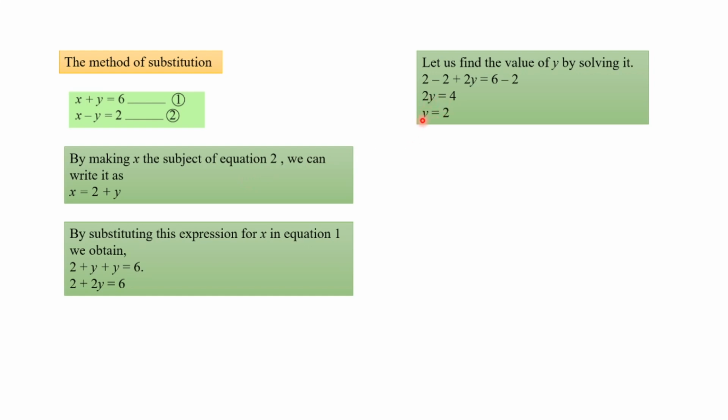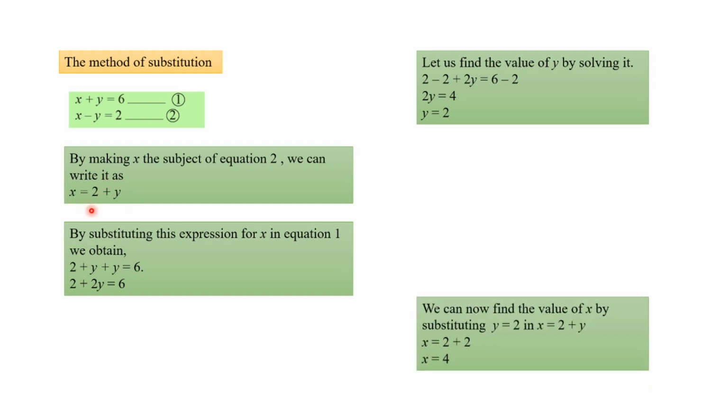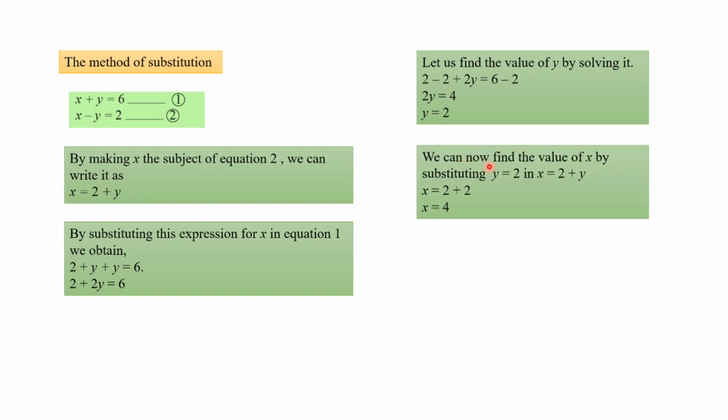So how do you find the x? Now you know x is 2 plus y. Pay attention to my cursor point, 2 plus y. Now you know y is 2. You can substitute 2 here: 2 plus 2 equals x. So we can now find the value of x by substituting y equal to 2 into x equals 2 plus y. Here, 2 plus 2, it is 4. Now you have already found the value of x and y.